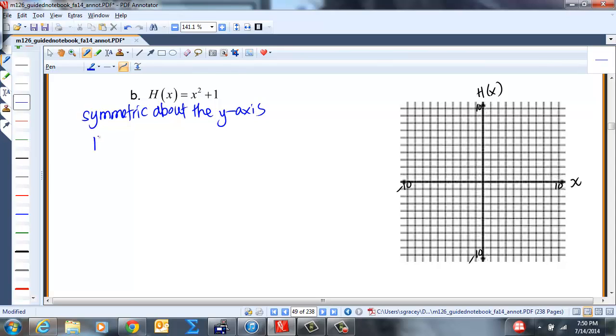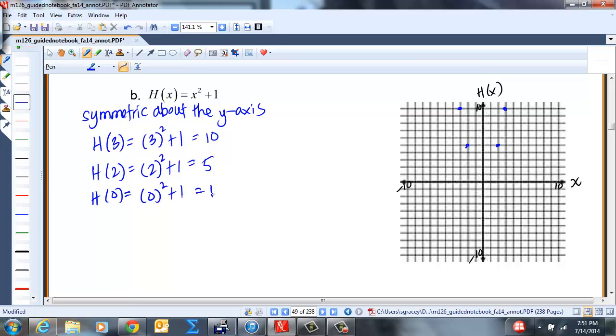So that means that if I do h at 3, I'll get 3 squared plus 1, which is 10. So I have an ordered pair at 3, 10, which means I'll have an ordered pair at negative 3, 10 using symmetry. H at 2 is going to be 2 squared plus 1, which is 5. So at positive 2, 5, I have an ordered pair, which means at negative 2, 5, I'll have an ordered pair as well. And h at 0 will be 0 squared plus 1, which is 1. So I have an ordered pair at 0, 1. And we've got the shape of our parabola.